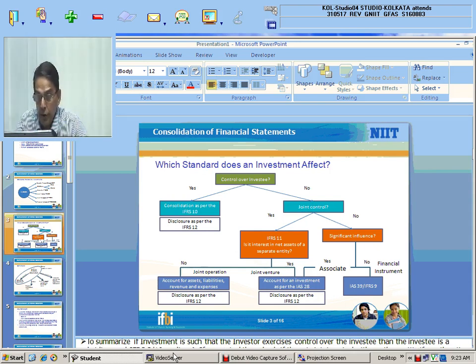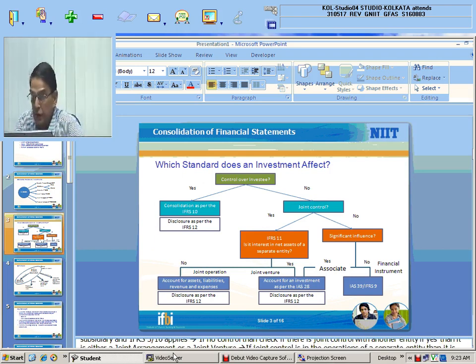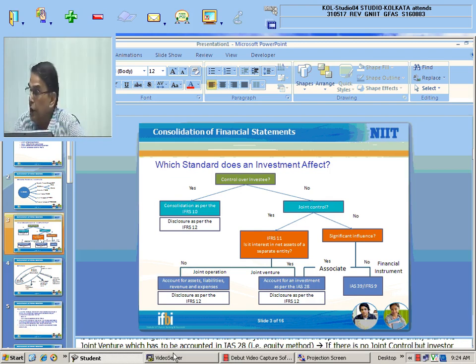If there is no joint control but the investor has significant influence over the investee entity, then the investee is an associate and has to be accounted for with the equity method under IAS 28. However, if there is no significant influence, then the investment is only a financial instrument, that is, a financial asset at fair value through profit and loss for the investor. So the decision flow chart tells us basically which standard an investment should affect.